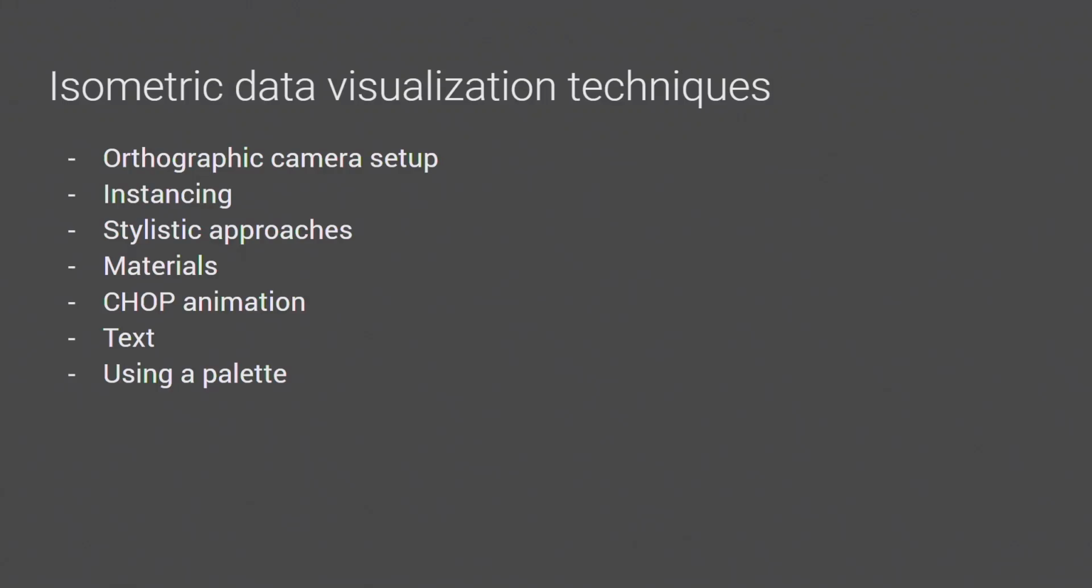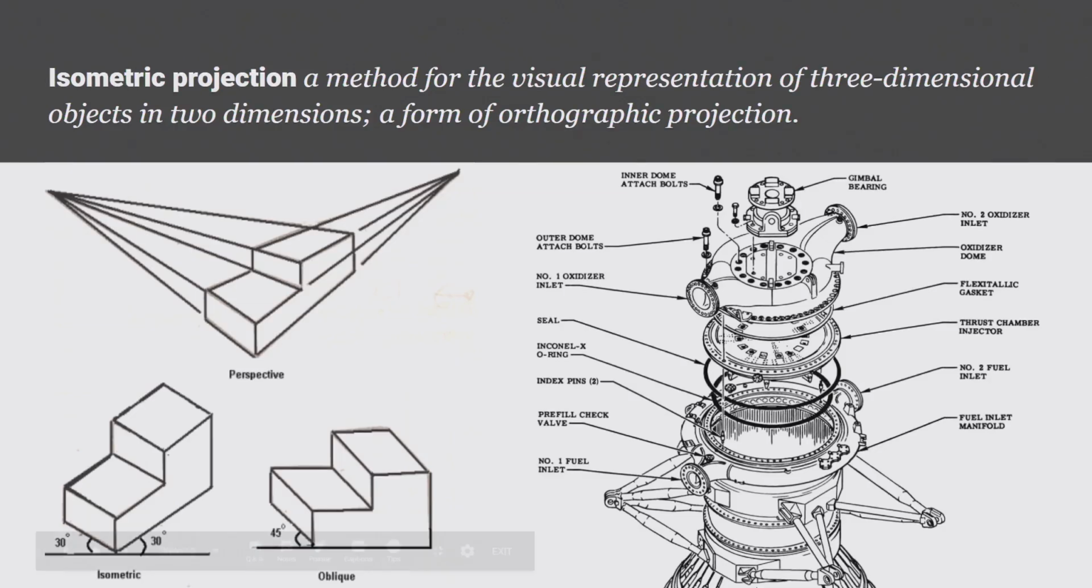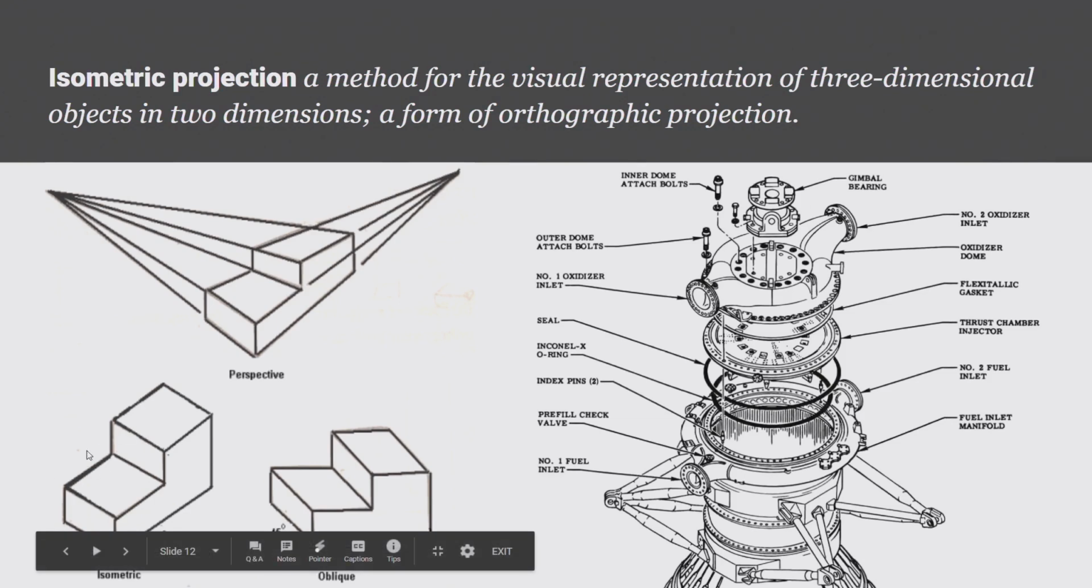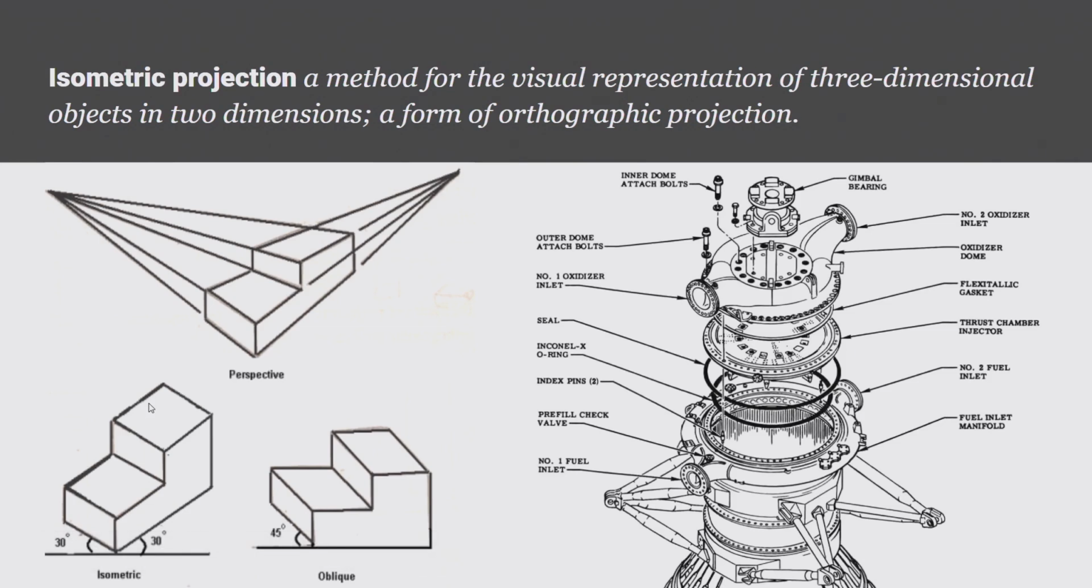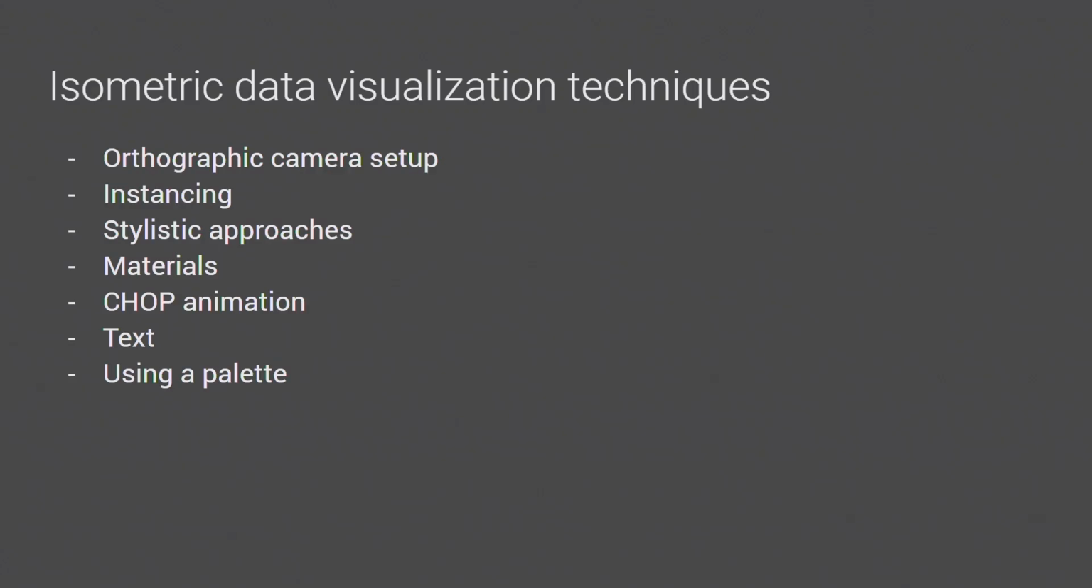Some of the techniques we'll start by looking at are the orthographic camera setup. I have a camera set up in a scene, and it is doing these things for us. True isometric has these 30 degree angles, or oblique is like 45 degrees. Someone will be particular about that. Then we'll also be looking at instancing.